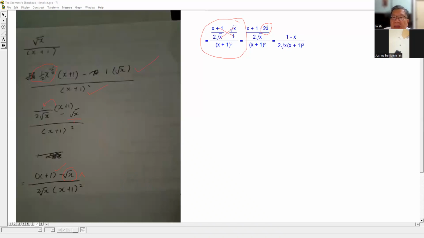x minus 2x is negative x. Then this positive 1 is this positive 1 here. So it's 1 minus x. Denominator, you take this and put it at the bottom. So put at the bottom, 2 square root x, x plus 1. This is correct. So what is wrong? Only this part.